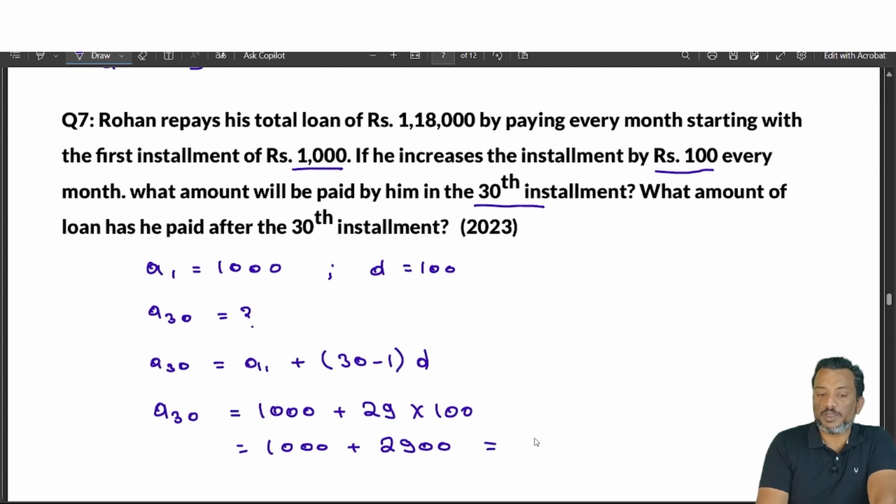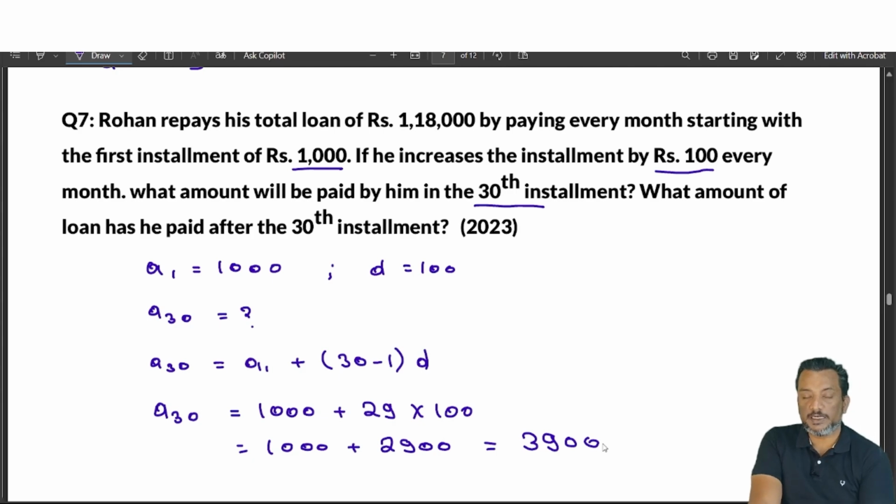2,009. So in the 30th month, how much will he pay? 3,900 installment. Means in the 30th month, he will pay the 3,900 installment. Hope it's clear. Okay. Now it is asking what amount of loan he paid by the 30th.